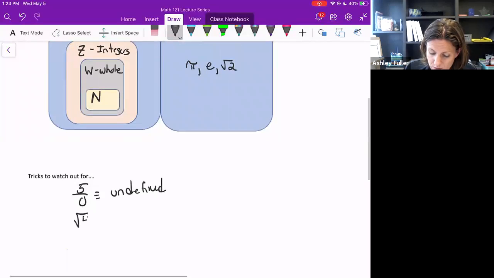For example, the square root of 4, we can simplify to 2. Notice 2 is a natural number. It's also a whole number. It's also an integer, and it's also a rational number because we can write it as 2 over 1.